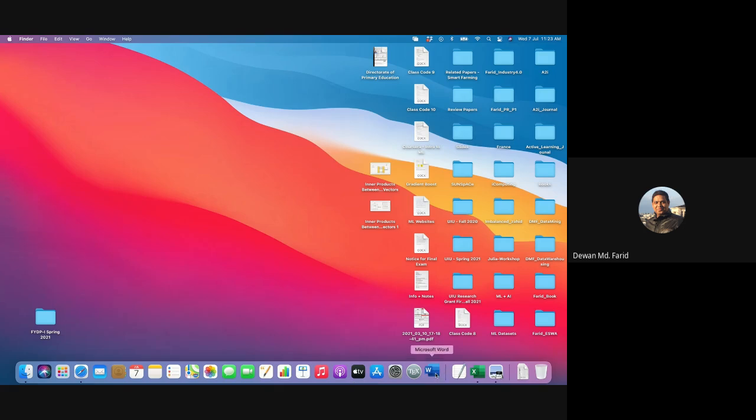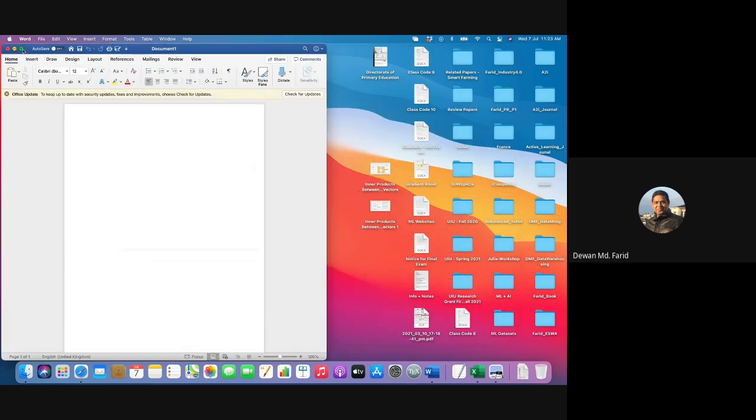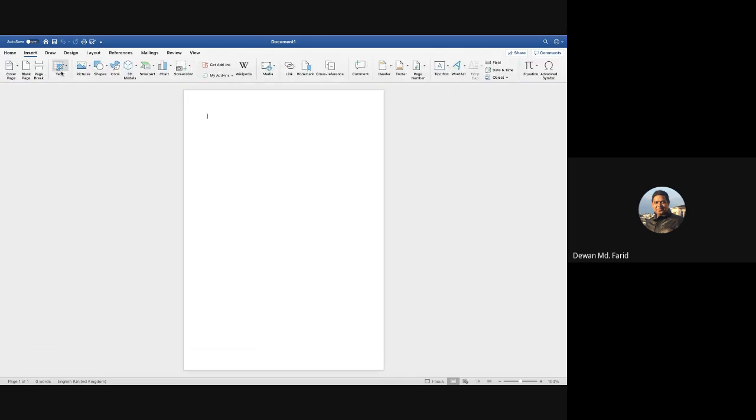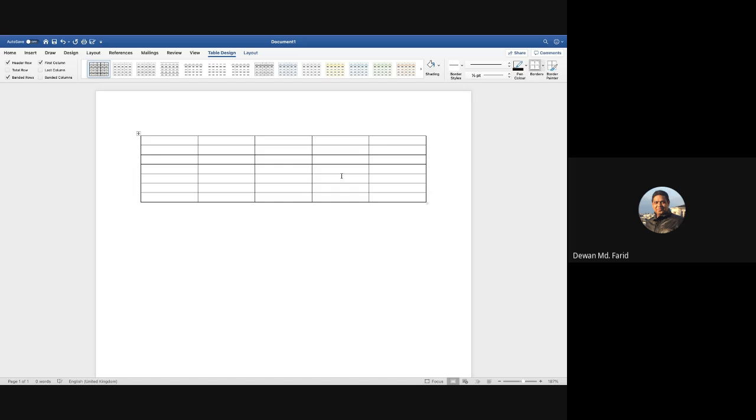Okay, let me open a Word file. Can you see the table? Yes, sir. For example, we have a table. Is it clear? You can see the table. Okay, we can say this is the heading, and this is the column name. Let's see, we have 3 columns here.